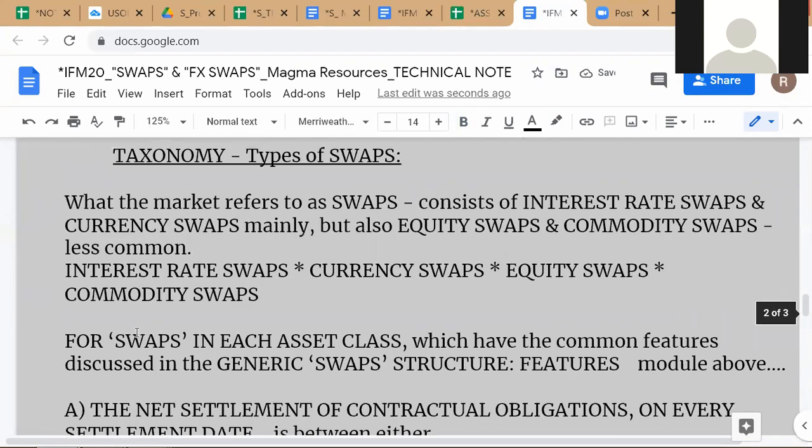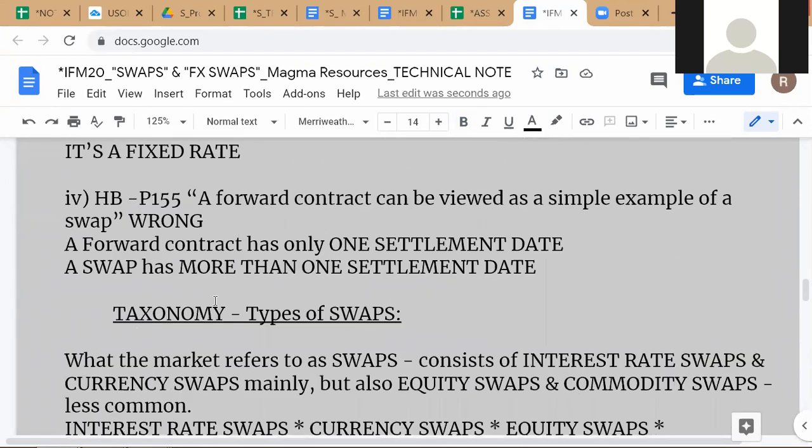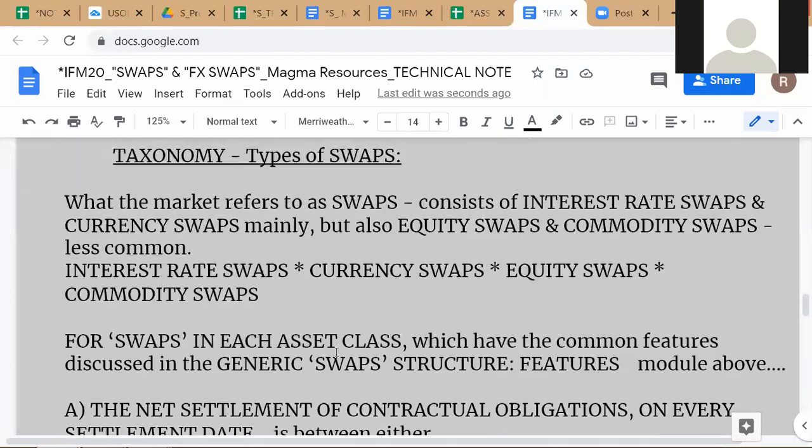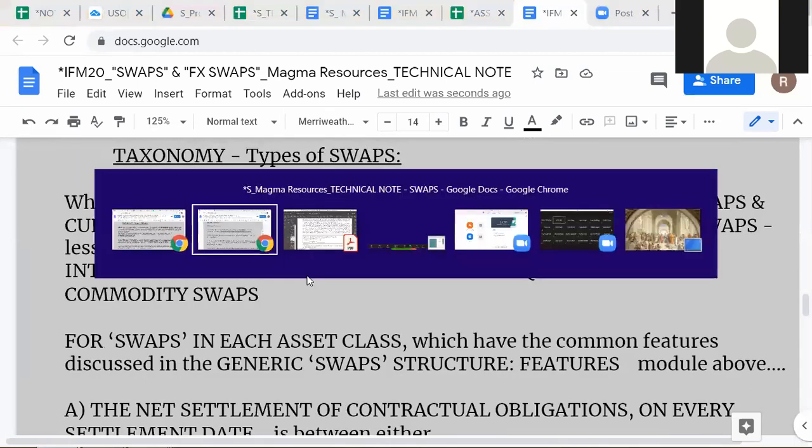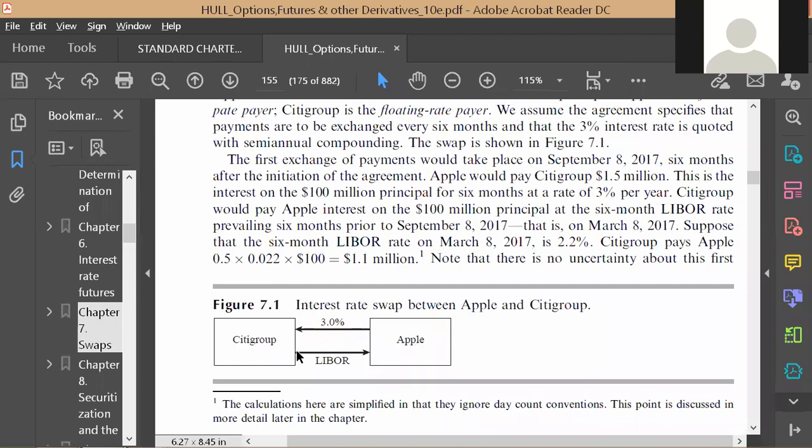So try to understand the general structure. I gave you a generic swap structure. We are discussing the product called swaps, as opposed to FX swaps. We gave you a generic structure for the swaps product, the features of which we discussed yesterday. And we showed you the diagram as well, in the transaction between Citigroup and Apple.